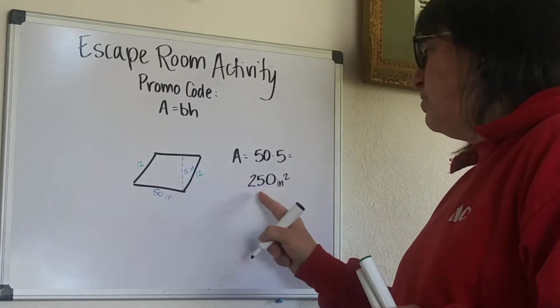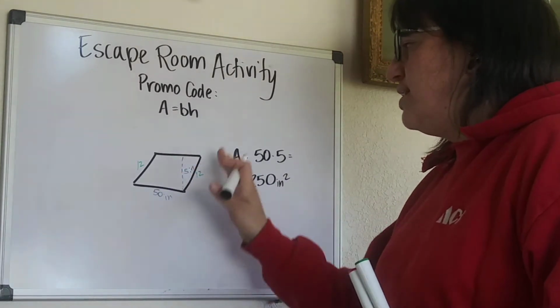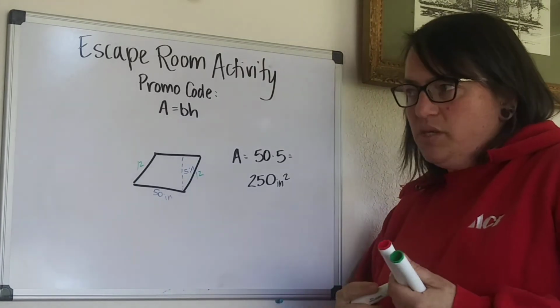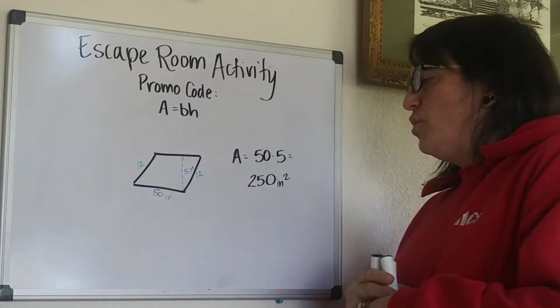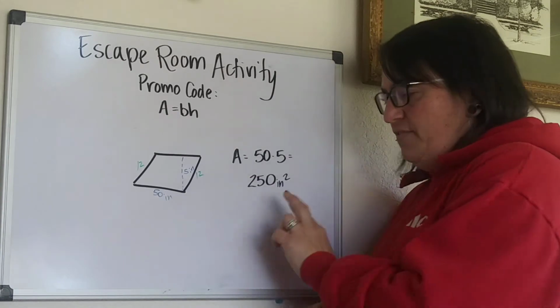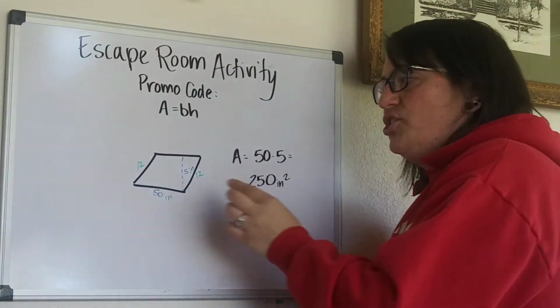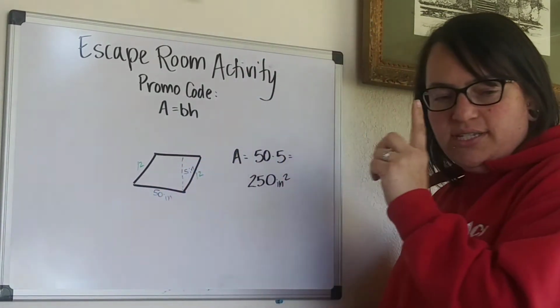So now we have a total of 250 inches squared is how big this pizza is. Obviously that's a pretty big pizza, but this is step 1. 250 is not our answer to the whole problem. It's just the area of the pizza. Okay, that's just the first step.